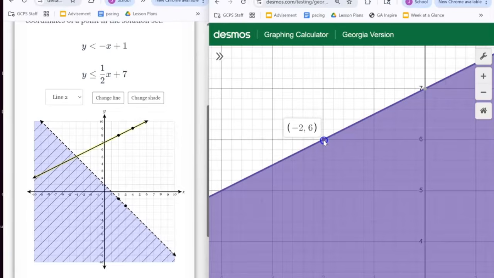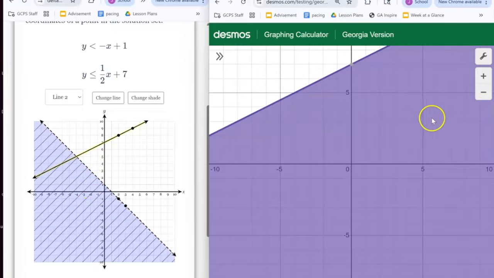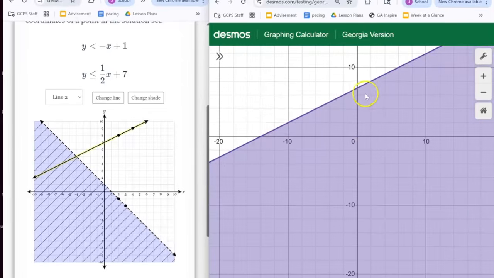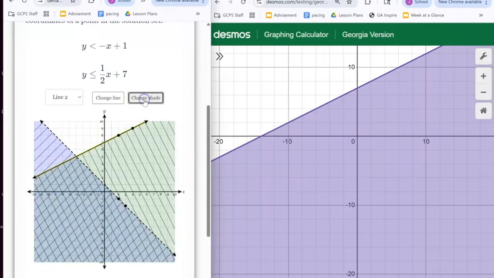So if I did this right, it should be -2, 6, -2, 6. Yes, it's right on the line. So this is okay. I'm going to zoom out so we can see. Yeah, that looks like it's on the top part right here. There's no kind of triangle over here, this little piece. So this looks right. Solid line. And then where do I shade? The bottom, right? So I just need to shade the bottom.